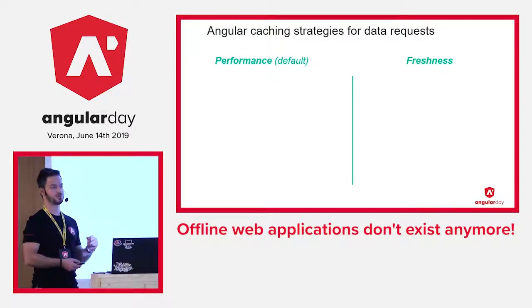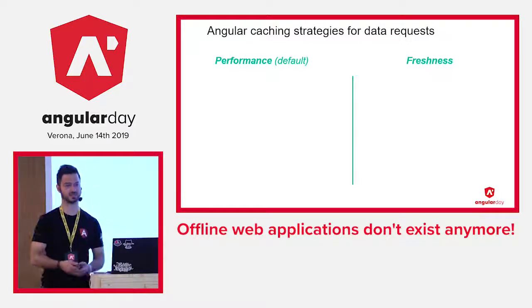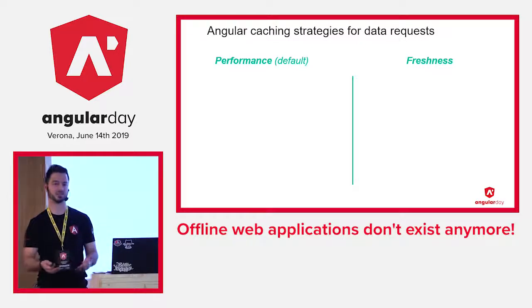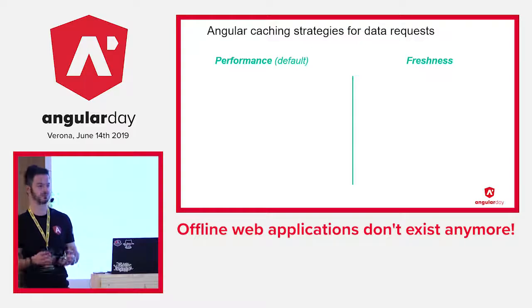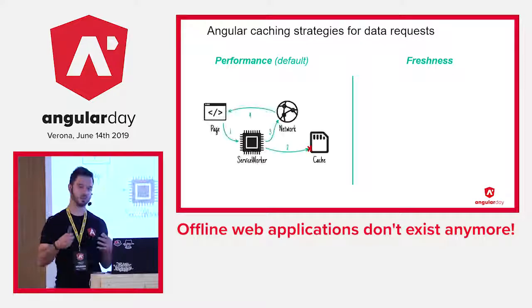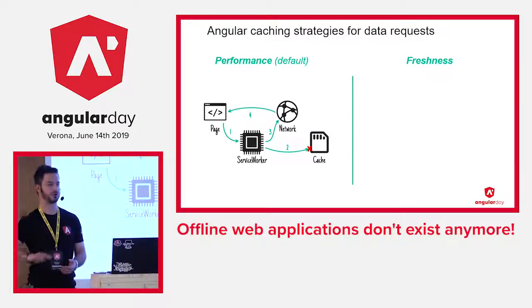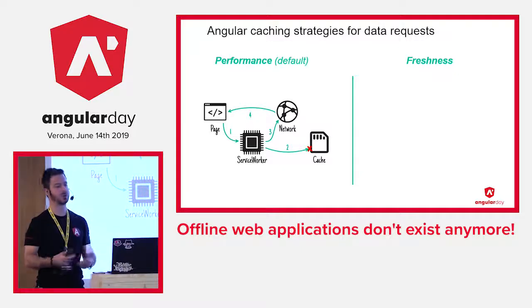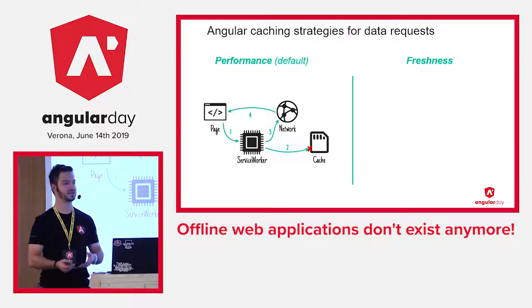Angular, specifically, provides two strategies to cache the HTTP requests and data that we require. By default, it is using a performance optimization strategy. This means that we want to provide the response as soon as possible. So we go first to the cache, and only if the requested resource is not available in the cache, then we will try to fetch it from the network.